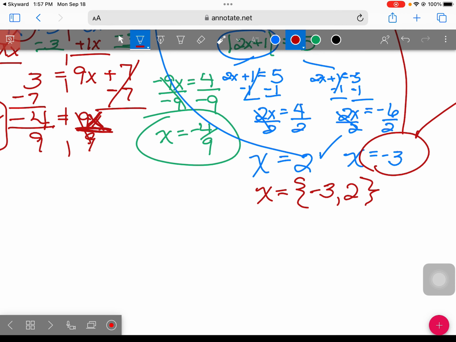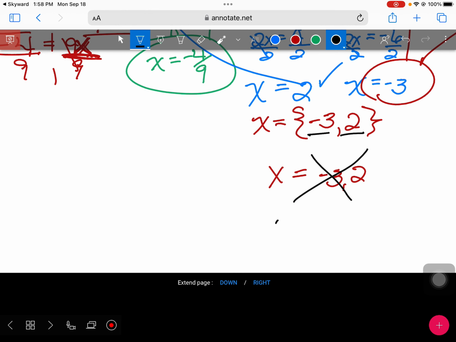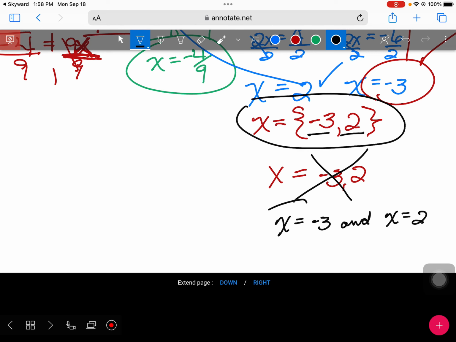Do not put it as x equals negative 3, 2. Why won't I take this? Oh, because it's not an ordered pair. It is not an ordered pair. We're not talking about a point that's an ordered pair. We're talking about two different solutions for x. You could also write x equals negative 3 and x equals 2. This is probably the better mathematical way, but this is the same. Do not write it as an ordered pair.